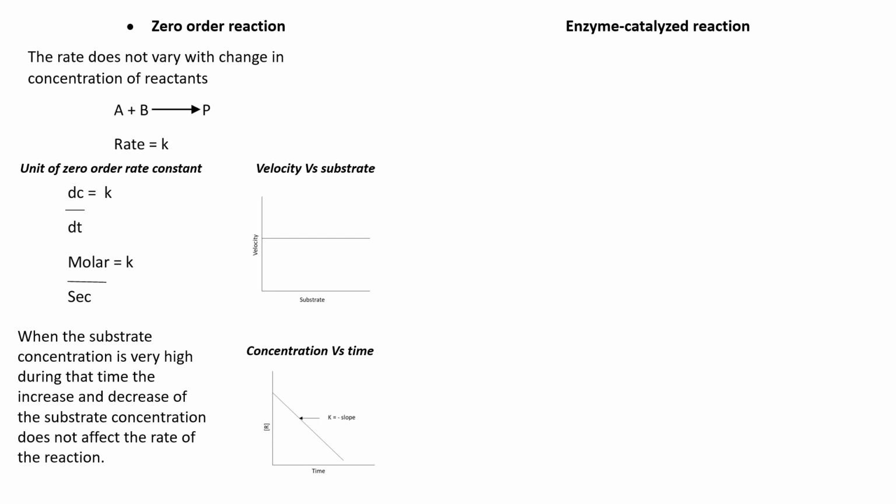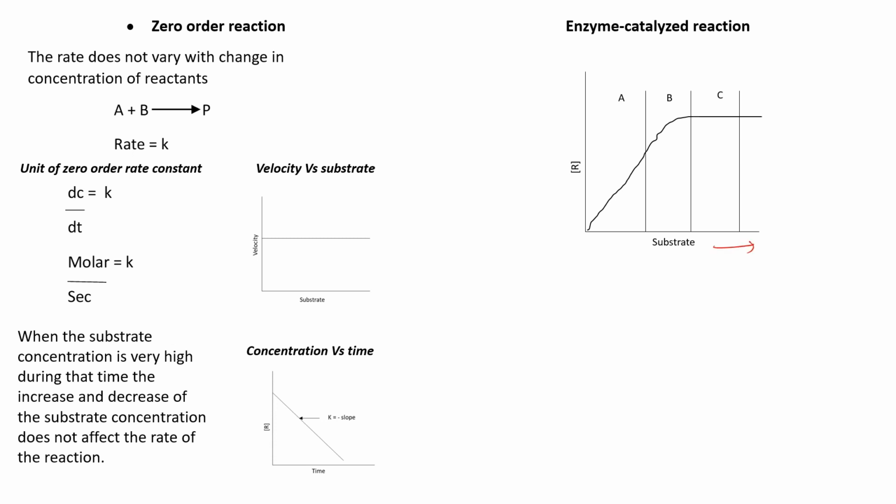And how does the graph of an enzyme catalyzed reaction look? The graph can be divided into three parts, A, B, and C. This is increase in substrate concentration. This is rate of reaction. This part is like this part. That means part C follows a zero order reaction, because substrate concentration is increasing and it reaches a point when the concentration is very high.